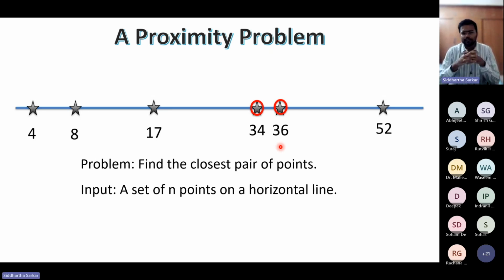Another thing to notice is that when you compare, let us say here in this picture, 4 to 17, there is no need to compare 17 to 4 once again. So first you start with 4. You compared 4 to 8. Fine. Then you compared 4 to 17, 4 to 34, 4 to 36, and then 4 to 52. Then you come to 8. There is no reason for you to compare 8 back to 4 again, right? So certain comparisons can be avoided.